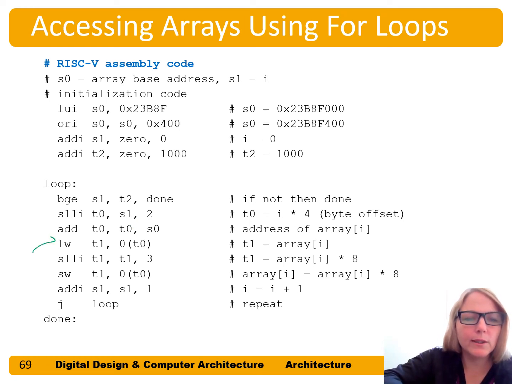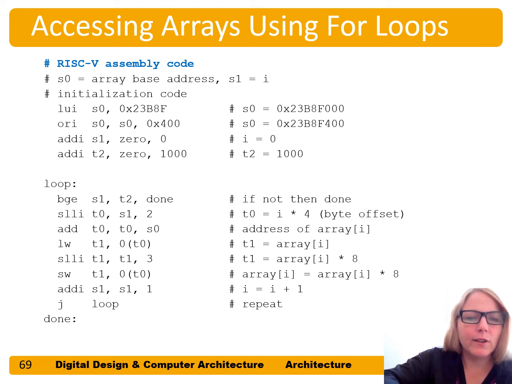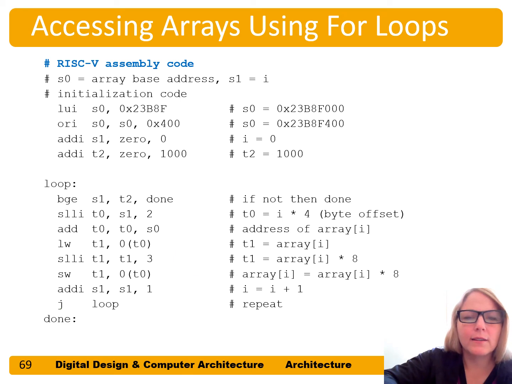And then we load. This looks familiar. Load at that address, which is now the base address plus 4 times the index. Shift left logical immediate multiplies array sub I times 8, and then we store it back into that same address we calculated, and we increment the loop variable I equals I plus 1, and repeat. Check the condition, repeat the body of the for loop, and continue until I is greater than or equal to 1,000.